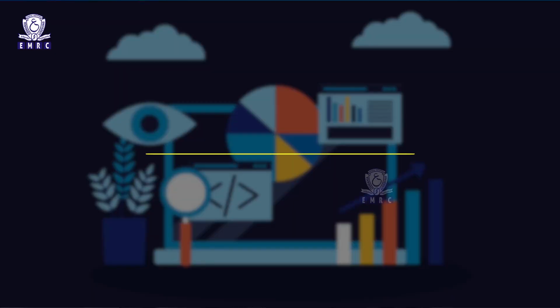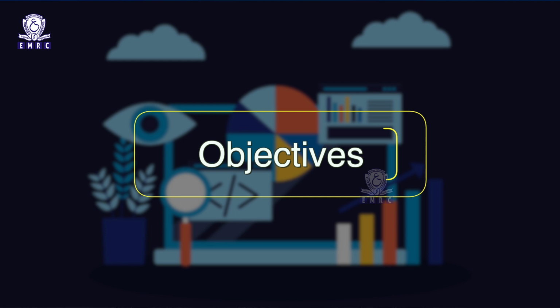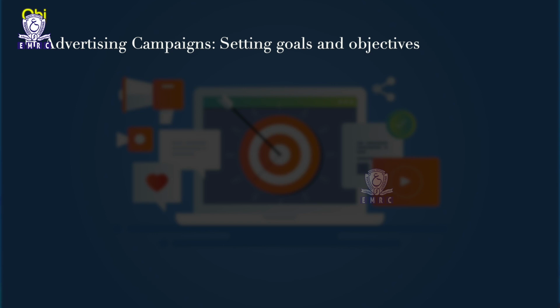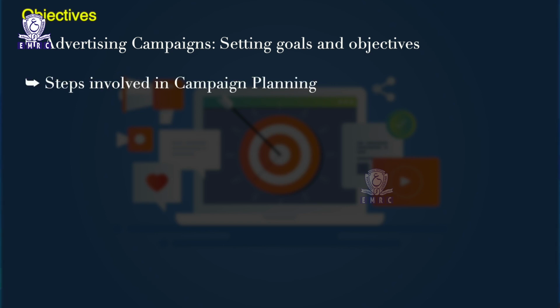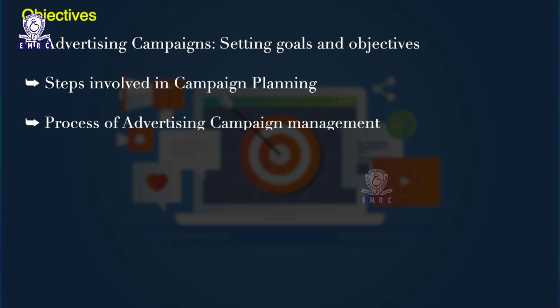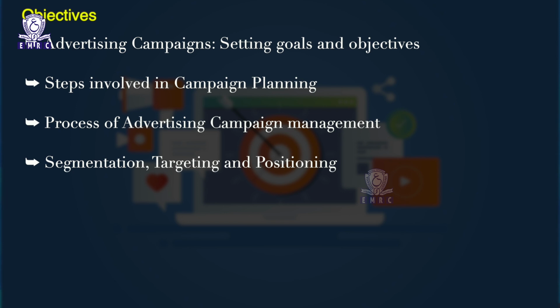Types of advertising, lesson 23, advertising campaign 2. Objectives: advertising campaigns, setting goals and objectives, steps involved in campaign planning, process of advertising, campaign management, segmentation, targeting and positioning.